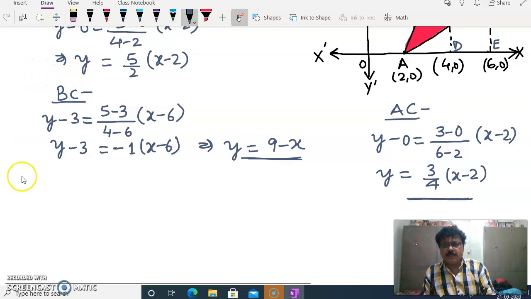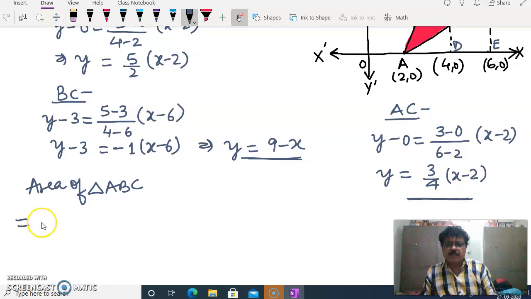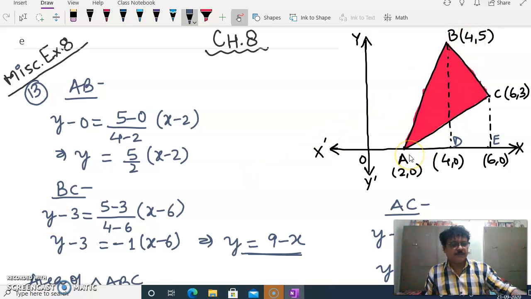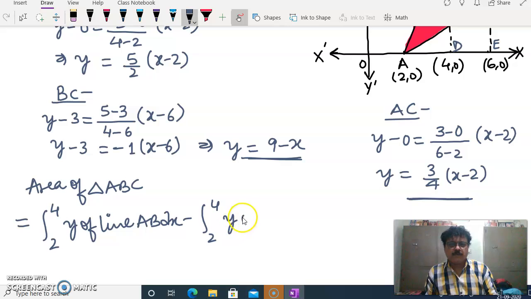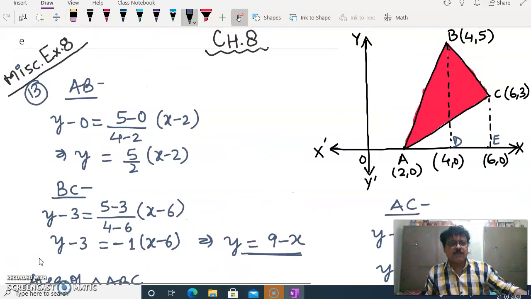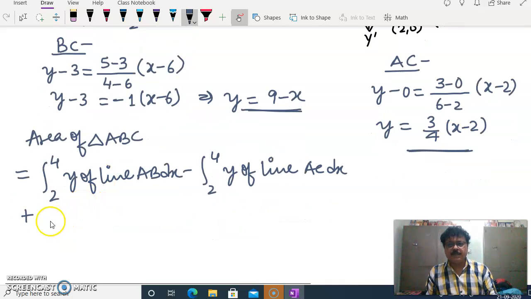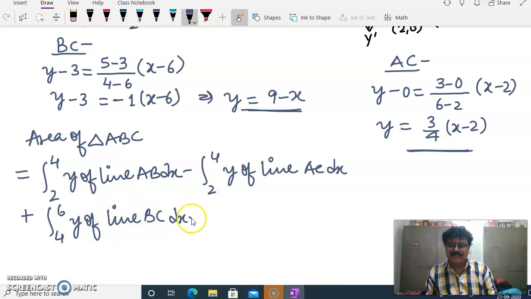Now the area of the triangle ABC, that we will write, is the integral from 2 to 4 of y of line AB dx, minus the integral from 2 to 4 of y of line AC dx, plus the integral from 4 to 6 of y of line BC dx, that we have discussed earlier, minus the integral from 4 to 6 of y of line AC dx.